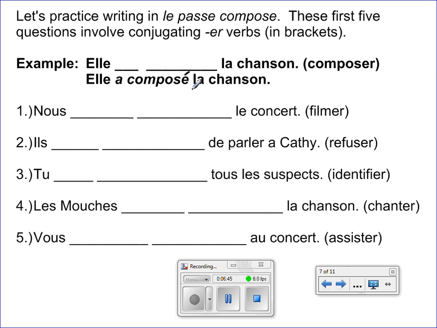Okay, so I dropped the ER from composé and I replaced it with an é, with an accent. La chanson. So now we have: she wrote the song.